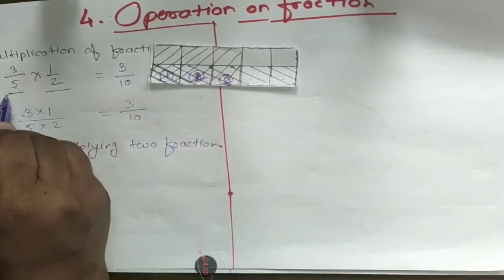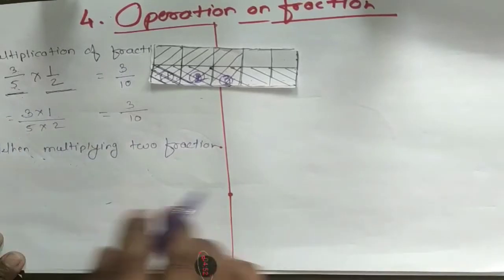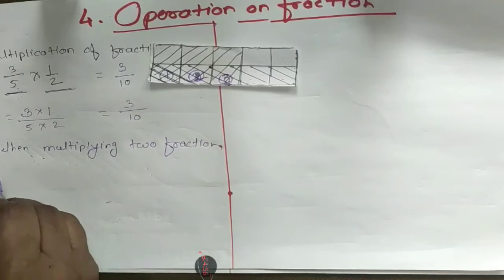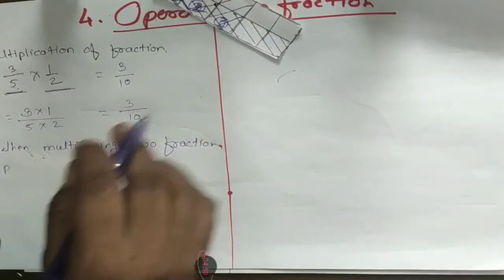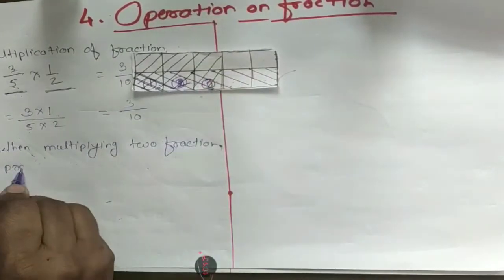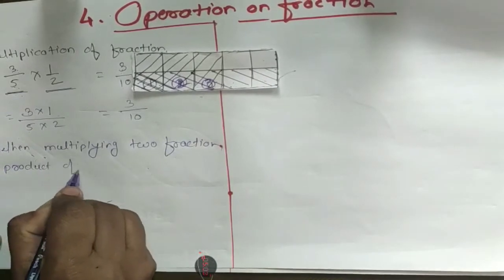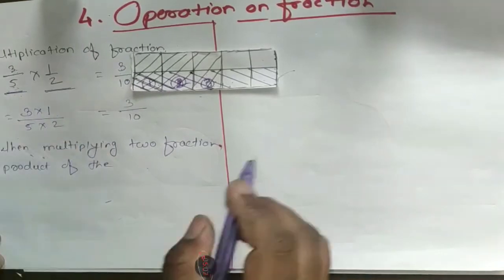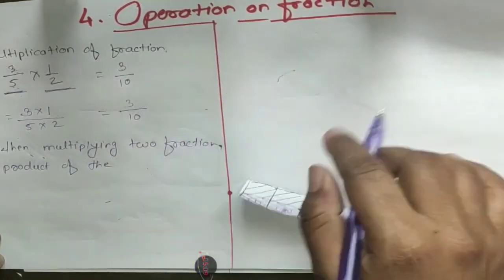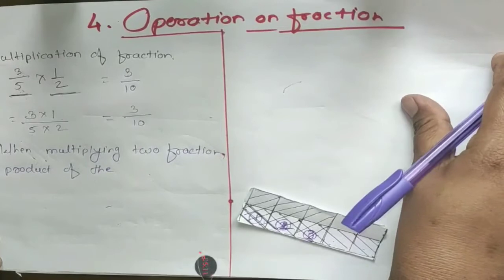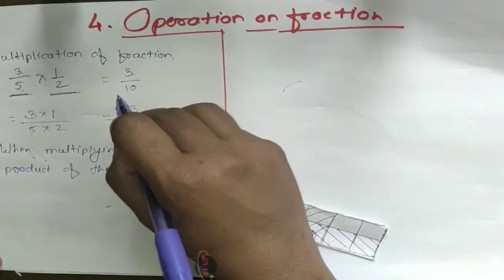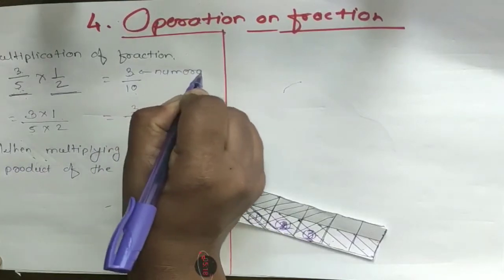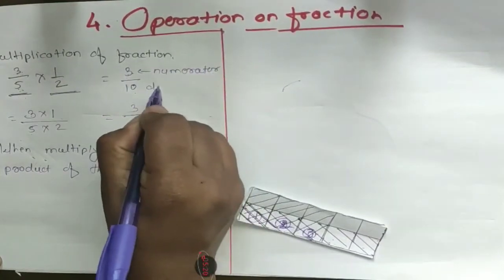So here are two fractions, 3 upon 5 and 1 upon 5. When multiplying two fractions, the product of the numerator... So here 3 is the numerator and 5 is the denominator. If you take any fraction, the upper part is the numerator and the lower part is the denominator.